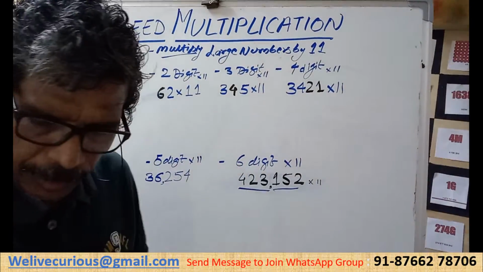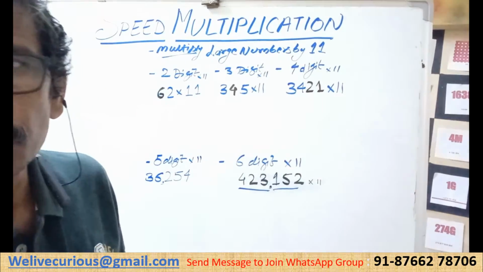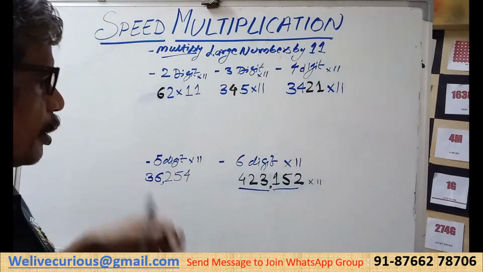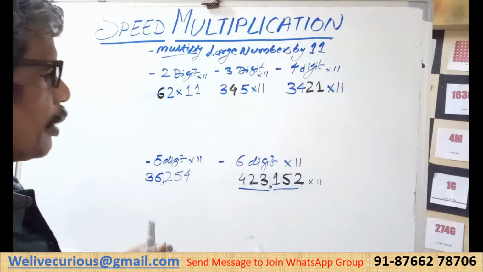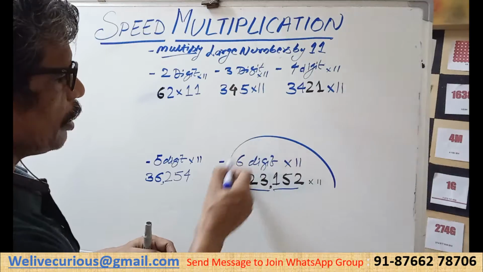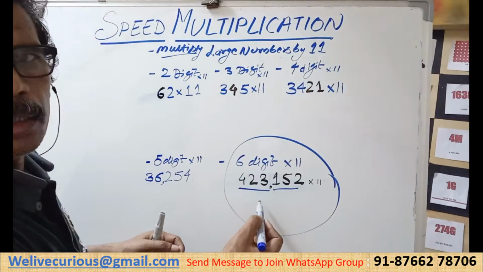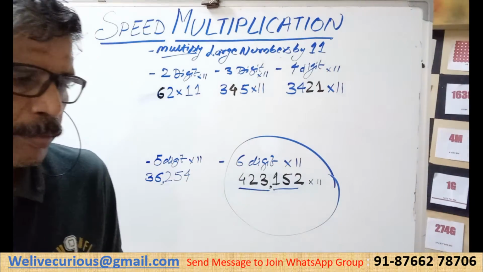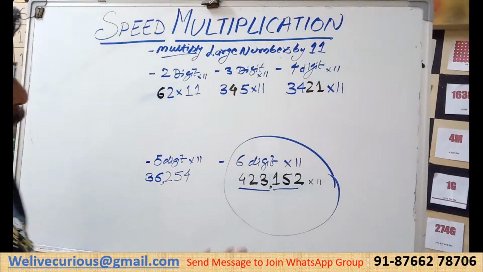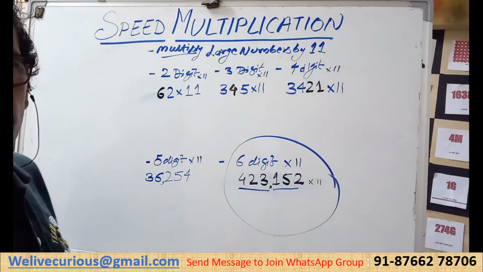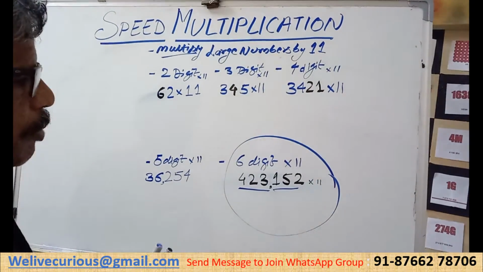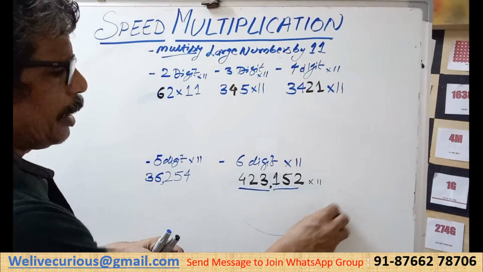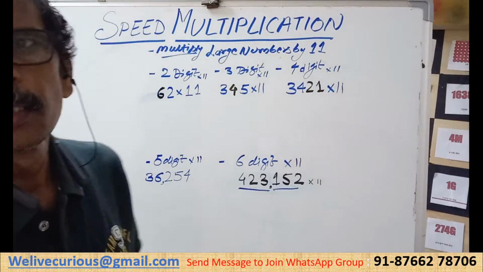Hello friends, we are continuing with a series of speed multiplication, and in this video we are going to discuss multiplication by 11. Imagine you come across a situation where you have to multiply 423,152 by 11 for some reason. You can of course use a calculator to figure out the multiplication, but if you know this multiplication trick, it is a handy trick and you will be able to do it mentally and in seconds.